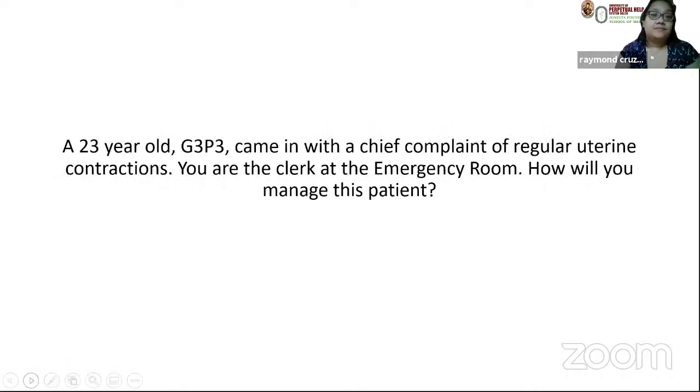Okay. So at the emergency room, you see a 23-year-old Gravida 3 para 3. I'm sorry, that's Gravida 3 para 2, my bad. She came in with a chief complaint of regular uterine contractions. So you are the clerk at the emergency room. How will you manage this patient? What are the questions that you would have to ask this patient?